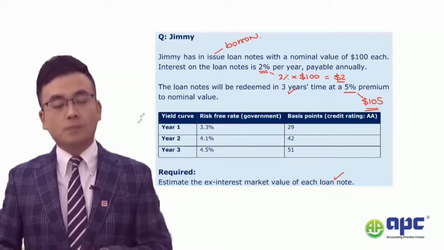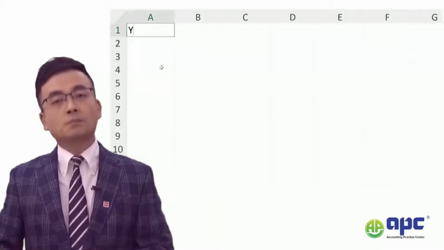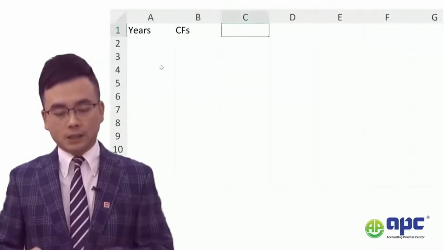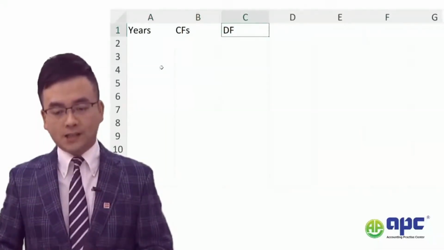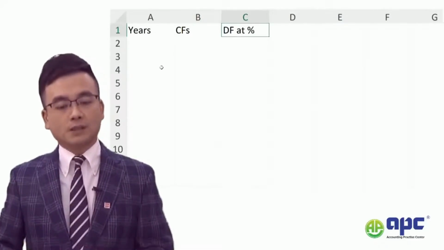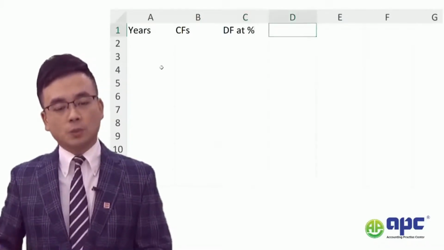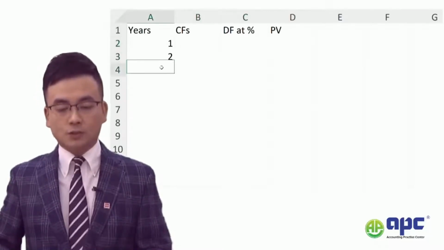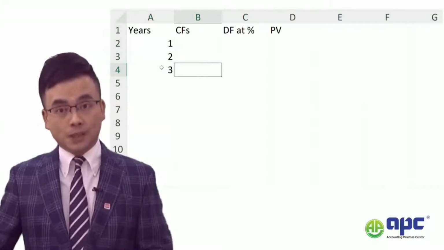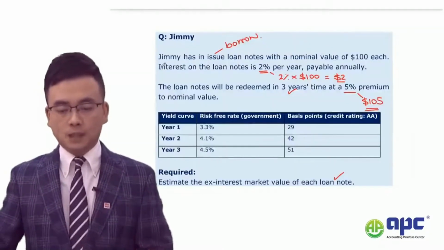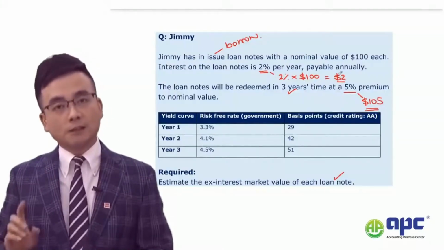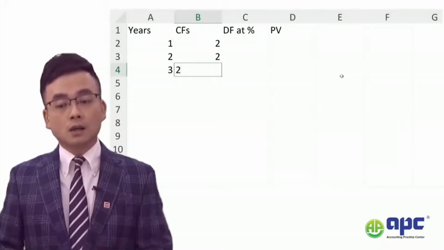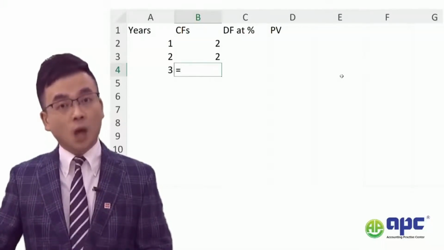The first column, number of years. Second column, the cash flows. Third column, discount factor at a particular discount rate, pre-tax. And finally, we've got the present value. And we are told this will be the 3 years loan note. And the cash flows, we're told 2%, which means $2 per year. So 2, 2, and 2. But in the final year, I will also get the money back worth 105.